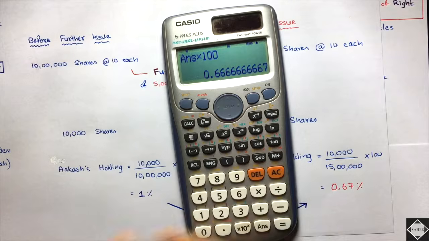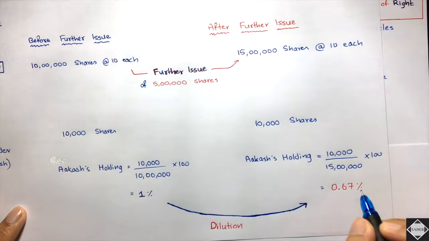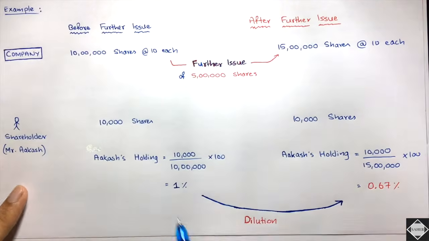0.666667. Yes, so 0.67%. Yeah, 0.67%. So his shareholding has been diluted, isn't it?